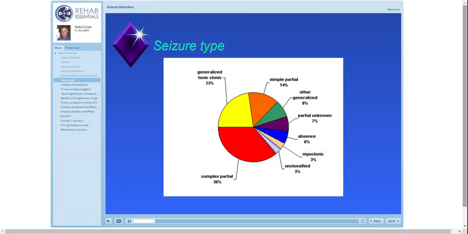In terms of seizure type, this just gives you a sense that they're not all equal. The most common are the complex partial seizures, with the generalized tonic-clonic, what we used to call the grand mal seizures, being second, and then various other types of seizures constituting other percentages, as you see on this pie chart. So it's not an equal tendency for different patients to have different types of seizures. The prevalence of different types of seizures does certainly vary.